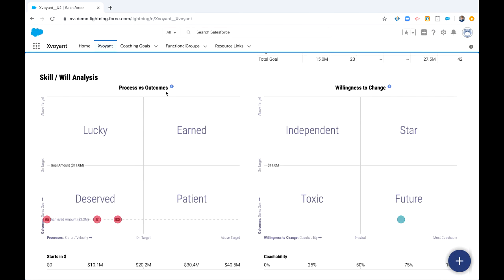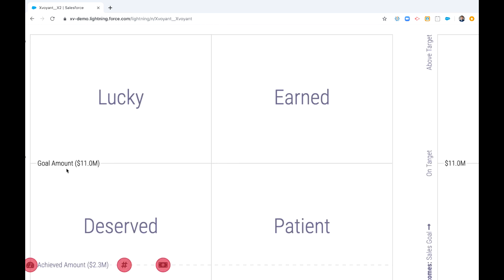Now, when you're looking at process versus outcome, the vertical line is looking at your process. If your process is strong, in order for you to accomplish your goal, you'll be on the right side. If your process is weak, you will be on the left side. The horizontal line is looking at your sales target.